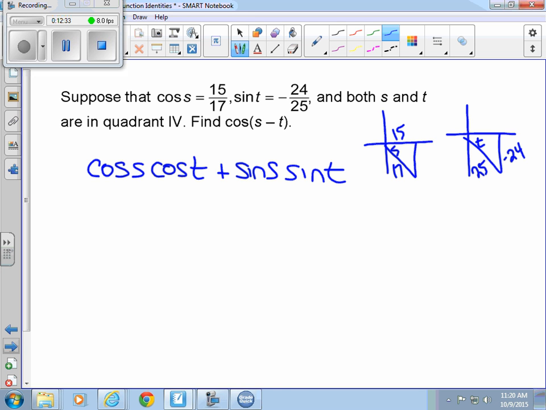Okay, what do we get for the third side on S? Why negative? Isn't that a Pythagorean triple? Yes. And what about the other? Is that a Pythagorean triple?